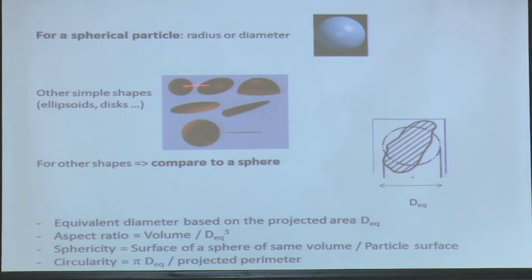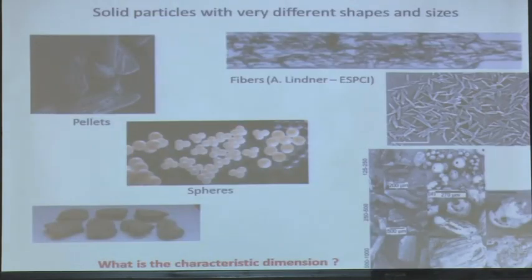If you have other simple shapes like disks or ellipsoids, again, it's very simple because you may have maybe 1 or 2 or 3 length scales to characterize the shape of your particles. But if you have particles like this, you may take many different length scales. Okay, so the maximum length, the thickness, you may do many things.